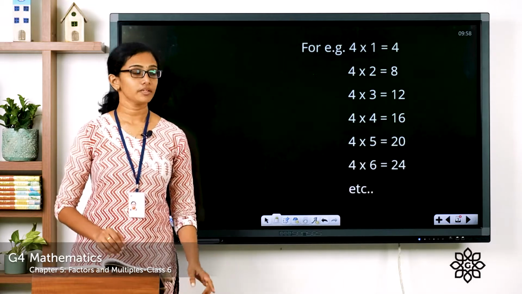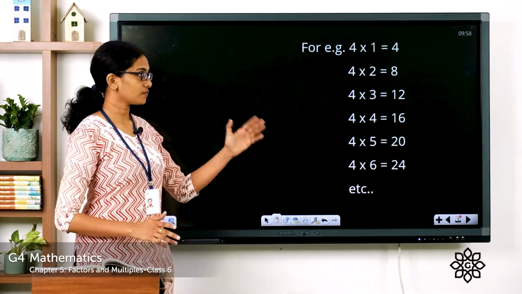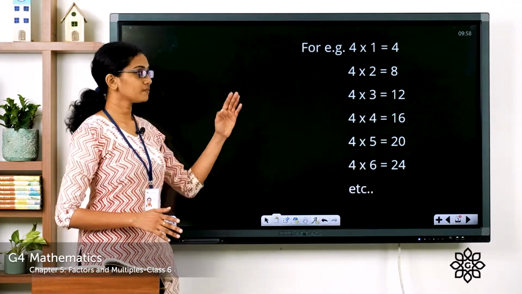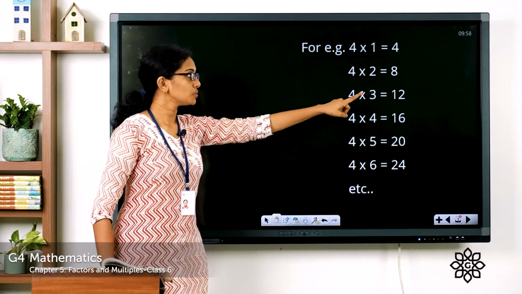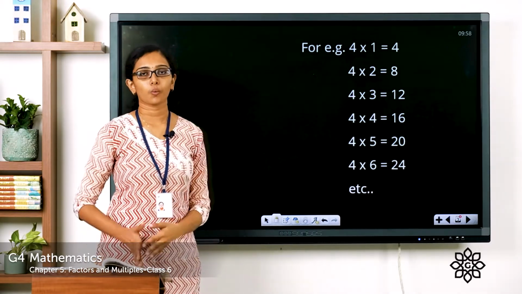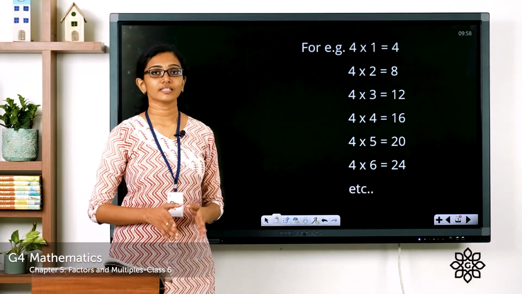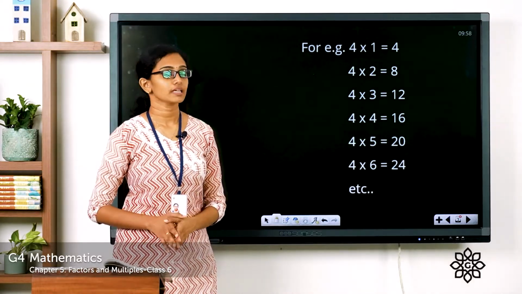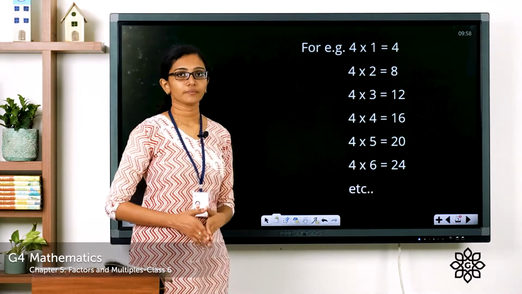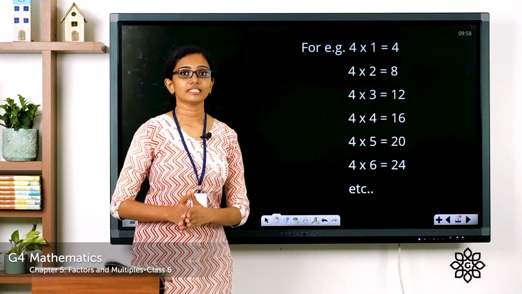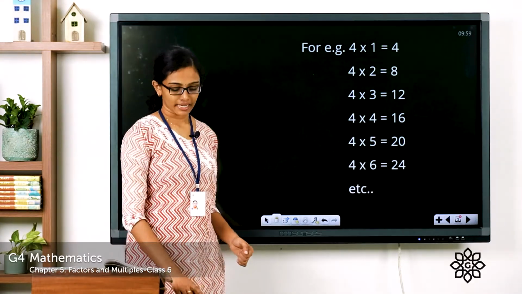Like in this example, you can see the multiplication table or the times table of 4 here. And the number 4 is multiplied by numbers such as 1, 2, 3, 4 and so on. And the products you get here are called the multiples. And if you are doing 4 into 2 equal to 8, this 8 is a multiple of both 4 and 2.